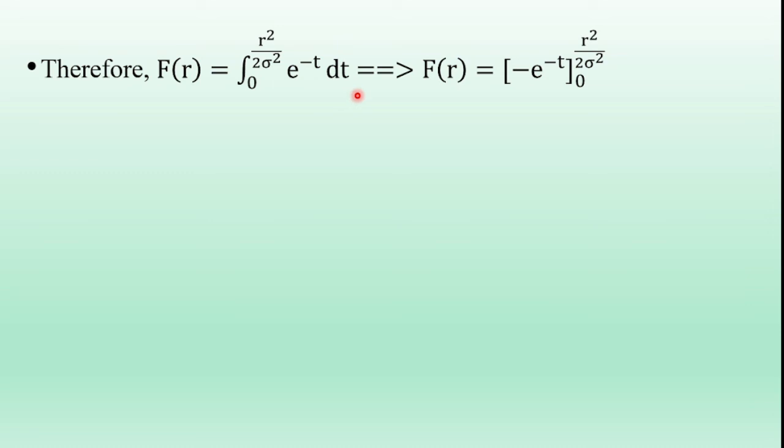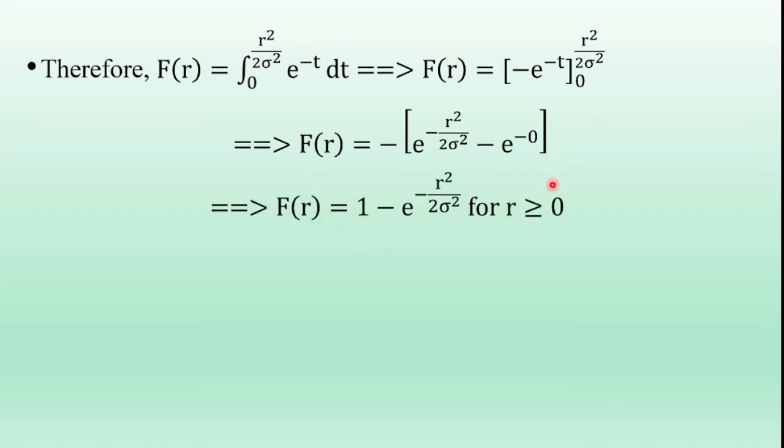So integral e power minus t dt is minus e power minus t by minus 1 over 0 to r square by 2 sigma square. Now substitute the upper value of t and the lower value of t. We get F of r is equal to minus of, upper value of t is e power minus of r square by 2 sigma square, minus lower value of t is 0, e power minus 0. E power minus 0 value is 1. Multiplying minus within the bracket term, we get F of r is equal to 1 minus e power minus r square by 2 sigma square for r greater than or equal to 0. So this is the corresponding cumulative distribution function of the random variable.